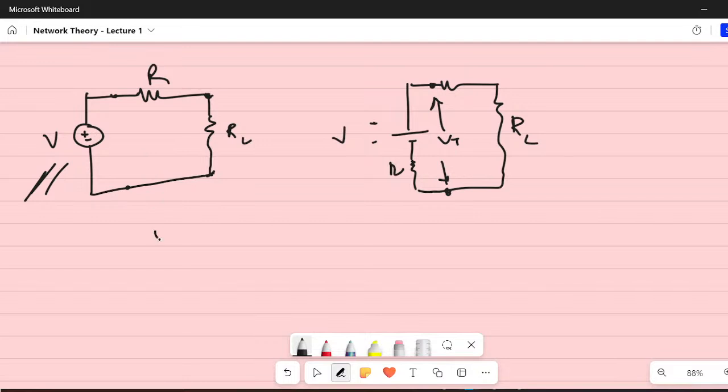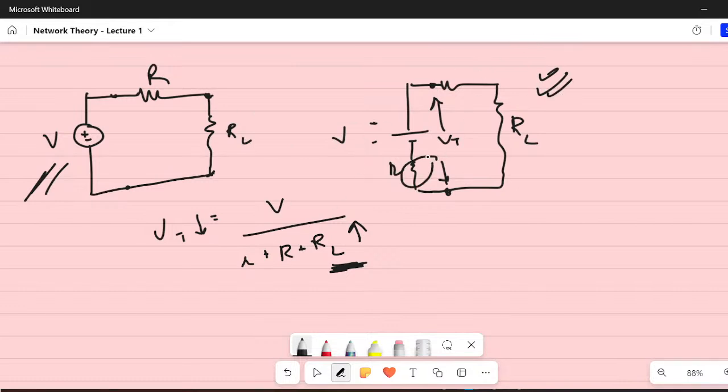VT equals V upon R plus RL. So if RL increases, VT would decrease. So the terminal voltage is a function of load resistance, and in such a case this source would not be an ideal voltage source because it has some internal impedance, and this is the practical voltage source, right?